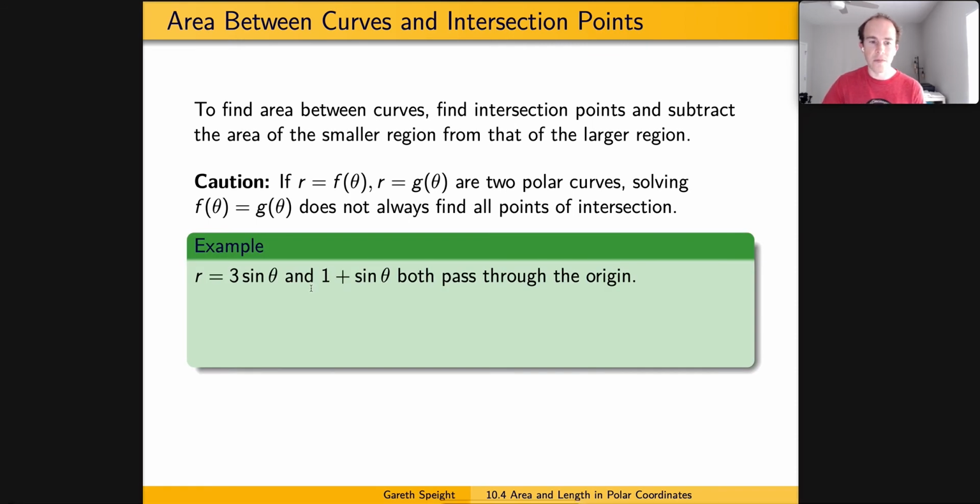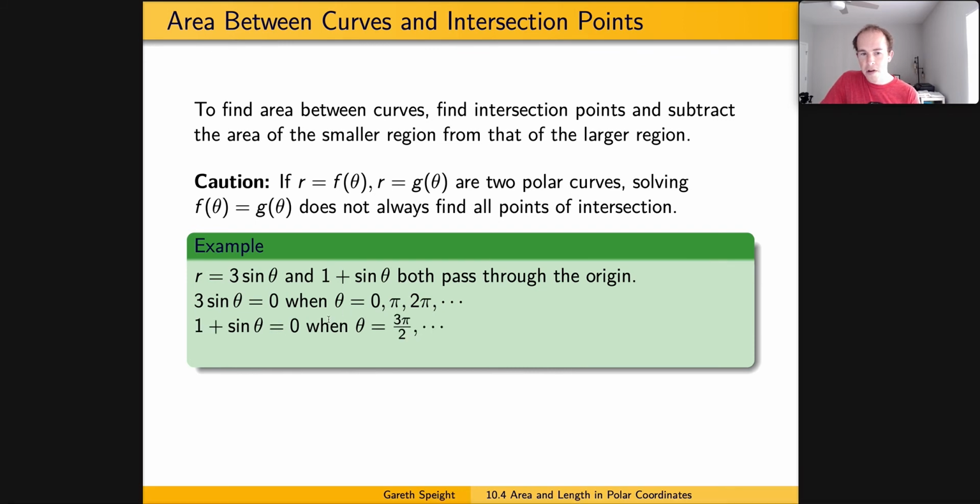Okay, but here is an example. So we have two polar curves, r equals 3 sine theta, r equals 1 plus sine theta. So these will be two polar curves, and they both pass through the origin several times. For instance, 3 sine theta will pass through the origin when r equals 0. So that would be when theta equals 0 or pi or 2 pi or any multiple of pi. On the other hand, 1 plus sine theta is 0 when sine theta is negative 1. So that would be 3 pi over 2, and then adding on 2 pi multiples to give us the rest of the values.